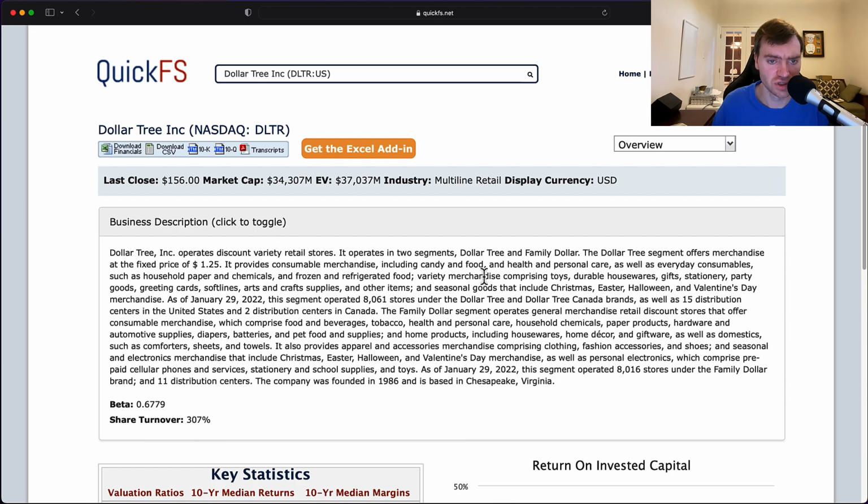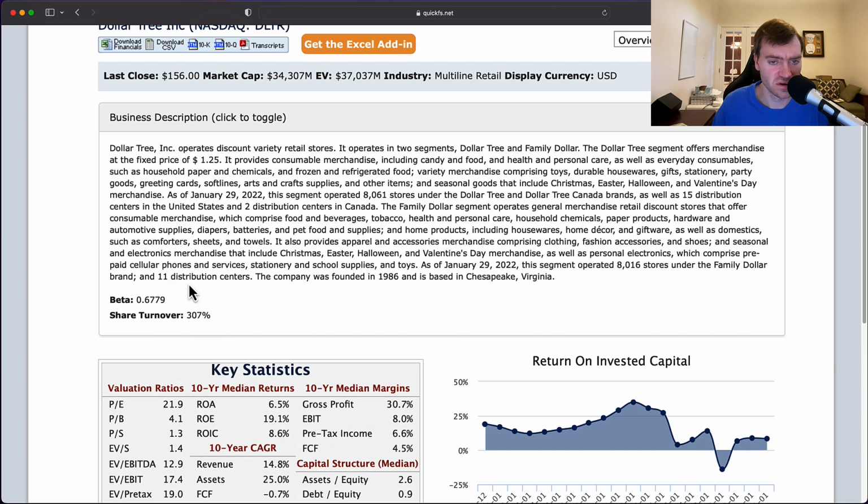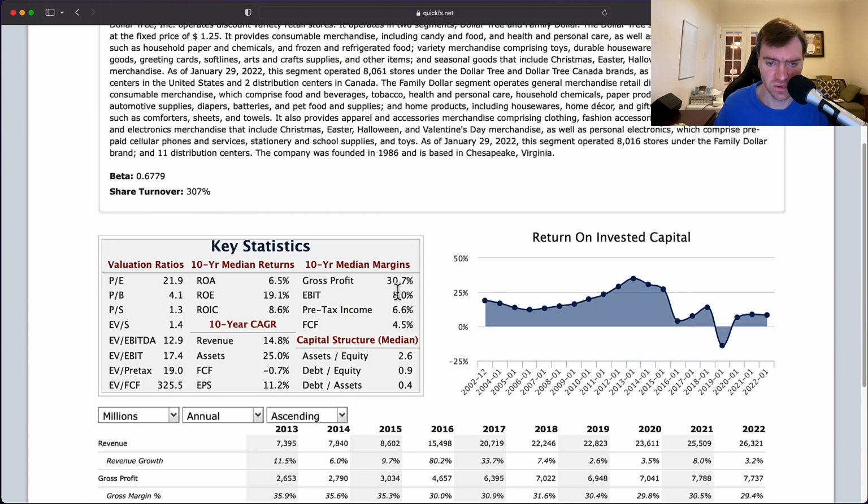I looked at Dollar General, one of their main competitors, last video, and so this one will be another interesting one to see how they compare. The beta is 0.67, which is pretty low compared to the average of 1.0 for an S&P 500 company. Lower beta tends to mean a relatively higher quality company. We'll see if the numbers play that out as well.